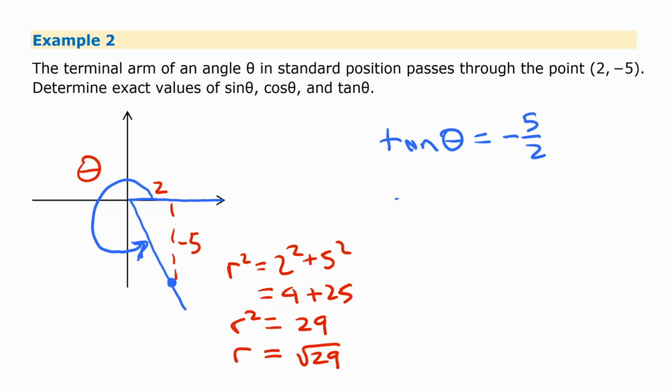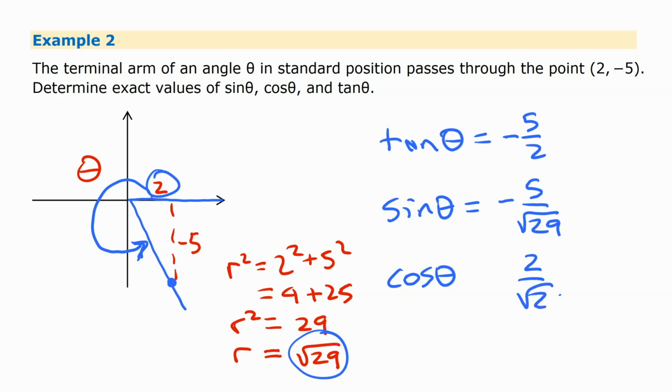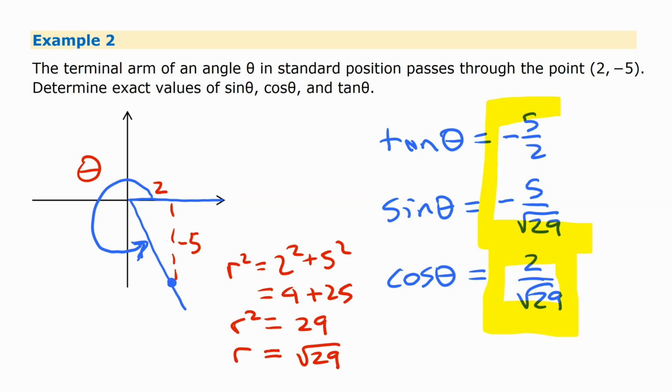So for sine, we've got y is -5, and the radius is root 29, so we can put that on the bottom. We're just going to write it like that. And then our cosine is going to be x over the radius, so 2 over root 29. And you can confirm that it matches what you expect. We're in quadrant 4, and in quadrant 4, our cosine is positive, which is what we've got here, and our tangent and sine are negative.